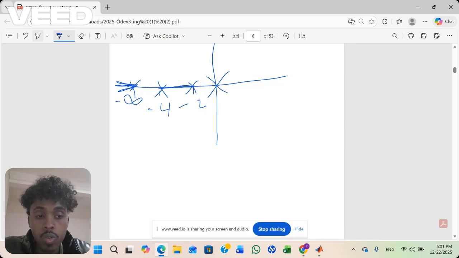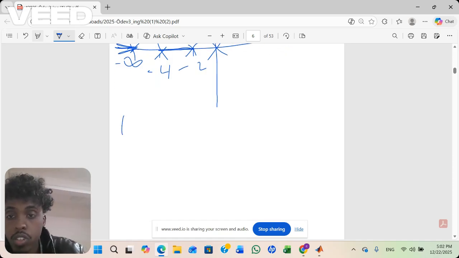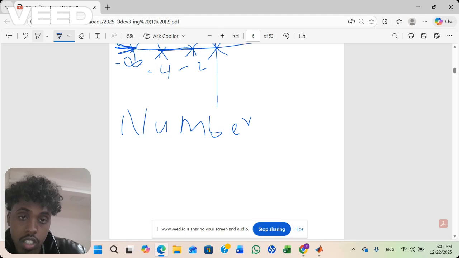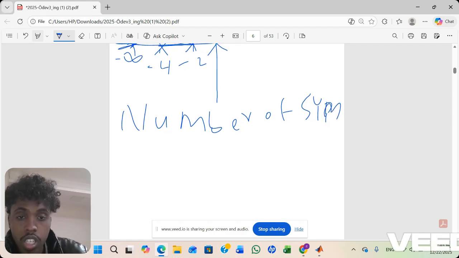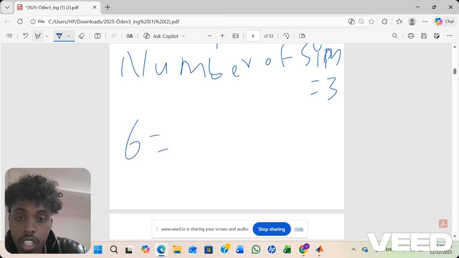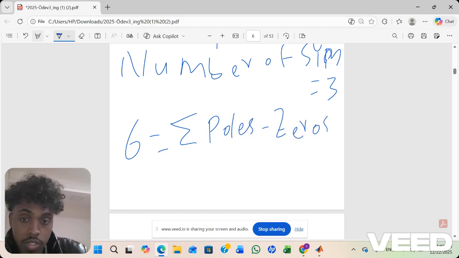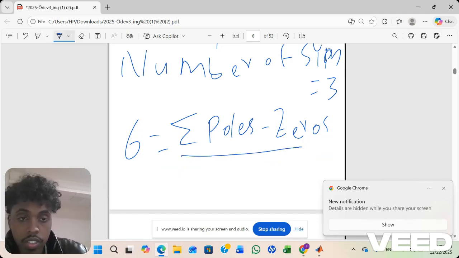Now we have to find the number of asymptotes and the centroid. The number of asymptotes is 3. The centroid is the sum of poles minus the sum of zeros, over 3.